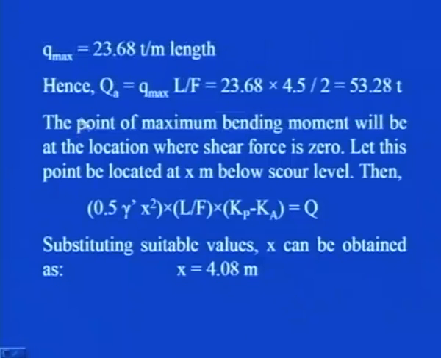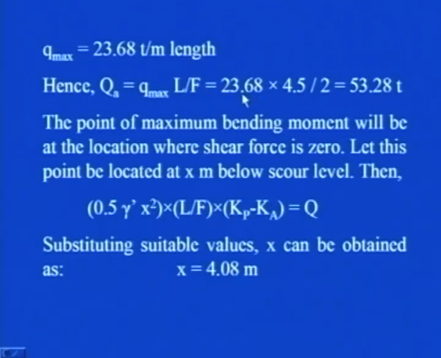So, substituting all these values, I will be getting this Q max to be equal to 23.68 ton per meter length of well. Then I told you how you can find out the total allowable force, which is Qa and is equal to Q max into L by F. Q max we have obtained as 23.68 here, and the length of this well is given as 4.5 meter, because it is the external diameter which you have to take into account, divided by the factor of safety, which is 2, which is given in the statement of the example, and this will result in the value of 53.28 ton.